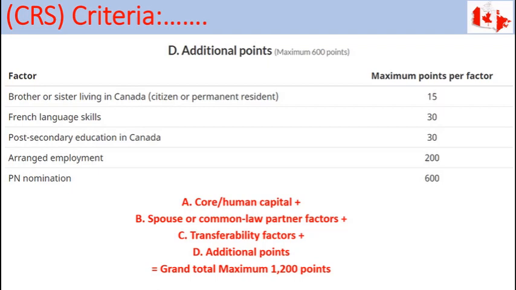A, core human capital. The second one is spouse. The third one is transferability factor, and the last one is additional points. So if I add all this together, I get a maximum of 1,200 points. Now we'll break each category into different parts and try to give scores to each category.